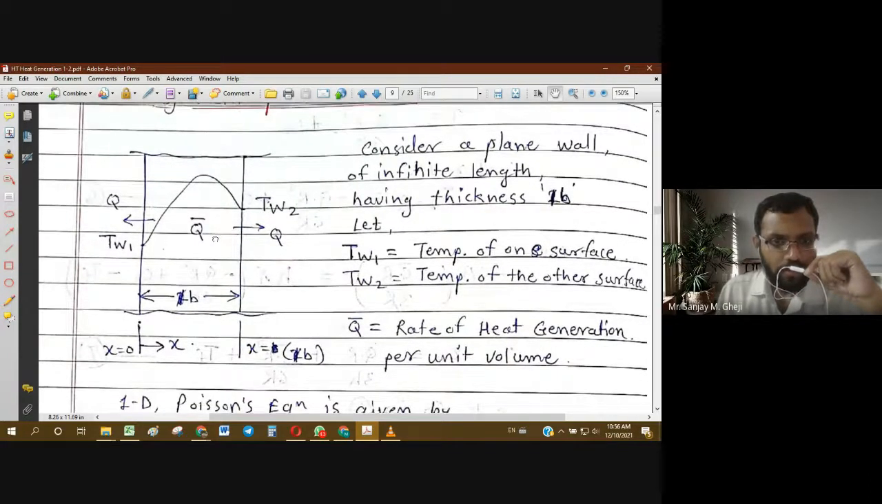As you can see in the diagram, this is an infinite plane wall, and we are looking at the cross section. In cross section, we can only view the thickness, and the thickness of this plane wall is very small compared to the height and the width of the wall. Width cannot be seen. Width is going to be perpendicular to the plane of the paper, and what we can see is height. Height is very large as compared to the thickness.